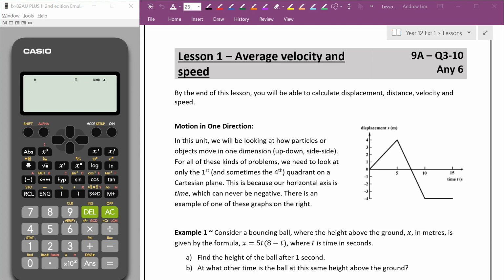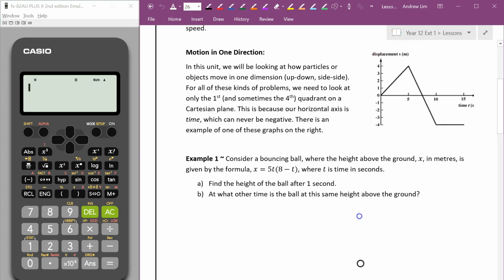In this video, we're going to be looking at the first lesson of the Year 12 Advanced topic, Motion and Rates. So the first lesson is average velocity and speed. By the end of this lesson, you'll be able to calculate displacement, distance, velocity, and speed. So let's have a look at the first part of this lesson, which is motion in one direction.